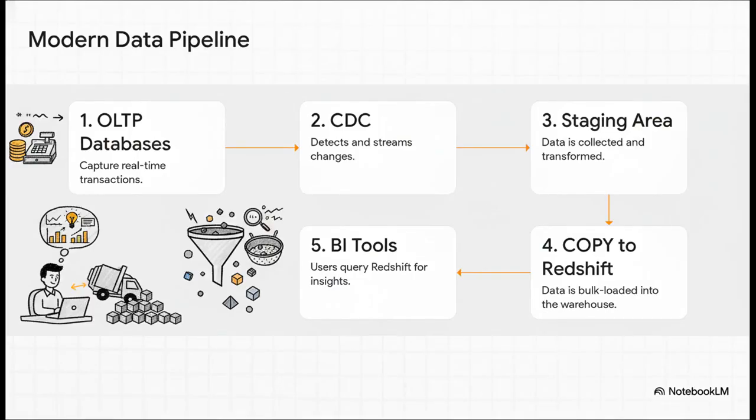So let's follow a single piece of data on its journey from start to finish. It begins in the OLTP database the moment you make a purchase. Then, this process called Change Data Capture, or CDC, acts like a lookout. It spots that new transaction and sends a copy on its way. This copy first lands in what's called a staging area, which is kind of like a workshop where it gets cleaned up, formatted, and combined with other data. Once it's all ready, it's loaded in a big batch into Redshift. And from there, business analysts can use their tools to query all that data and find those amazing insights. That right there is the modern data pipeline in action.